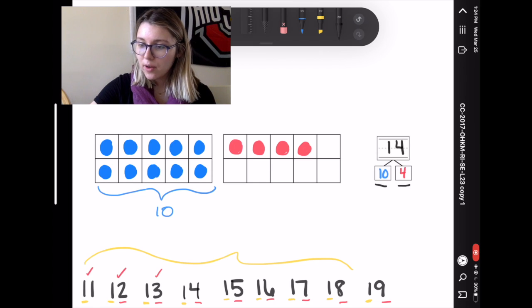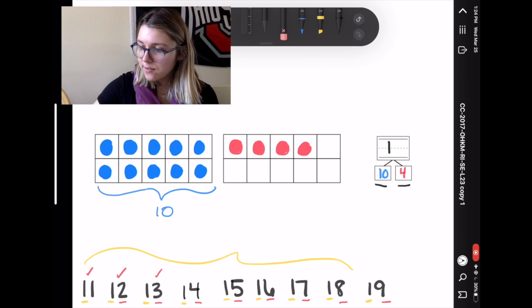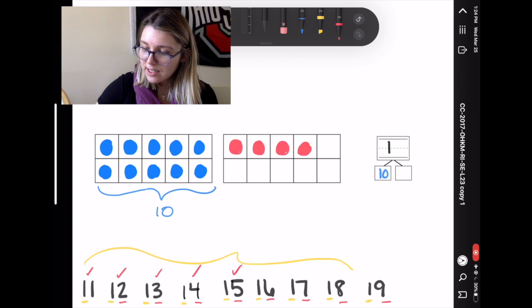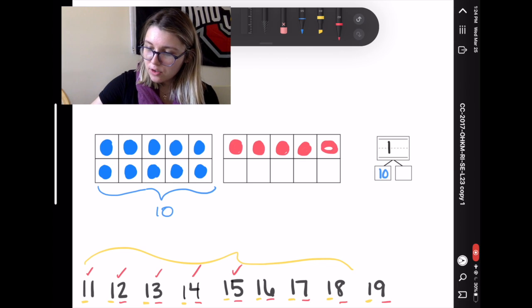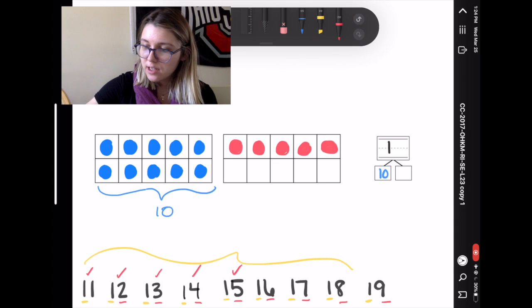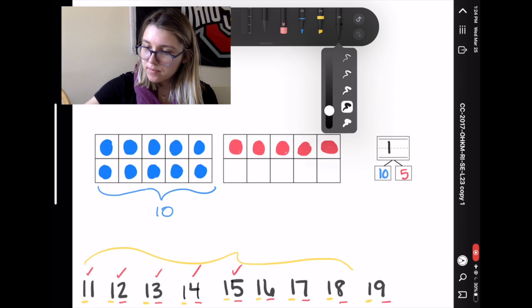All right, let's keep going. Let's try to do this speedy, right? So I can take away this 4 because that always changes. And now I'm going to go on to my next number, which is 15. So I'm going to draw another dot. So how many extra dots do I have? 5. And then I'm going to go ahead and just write the 5 right here.